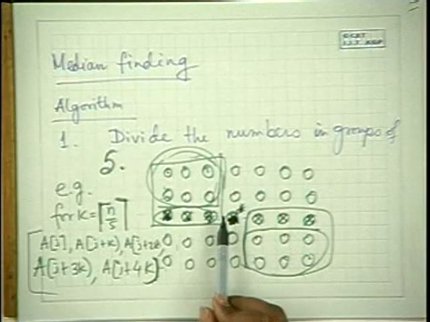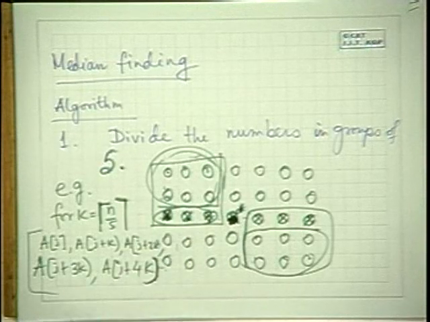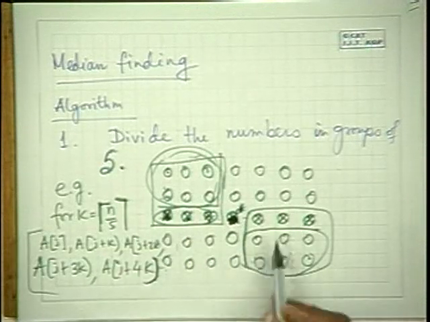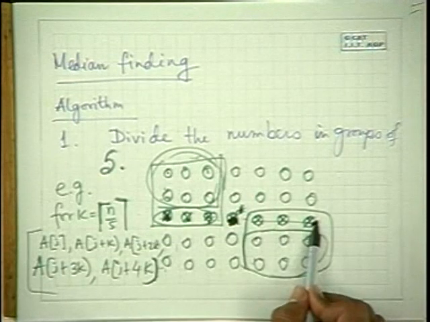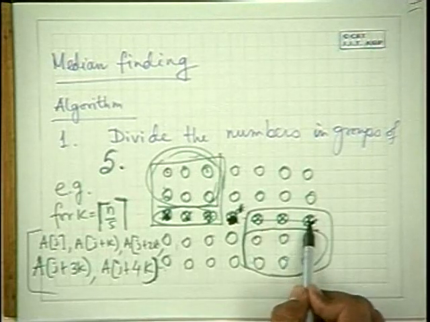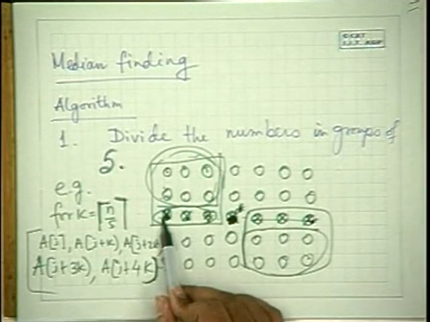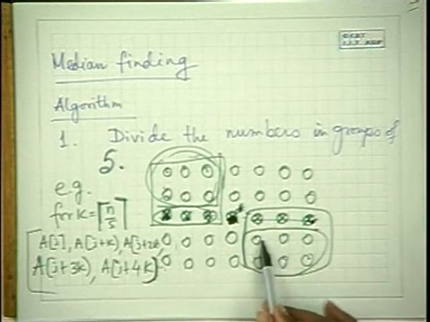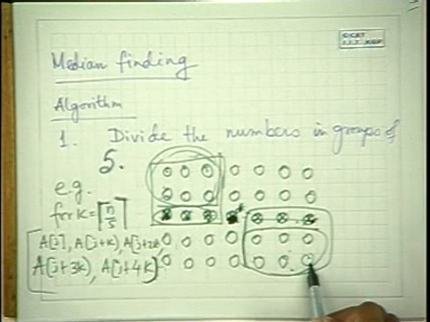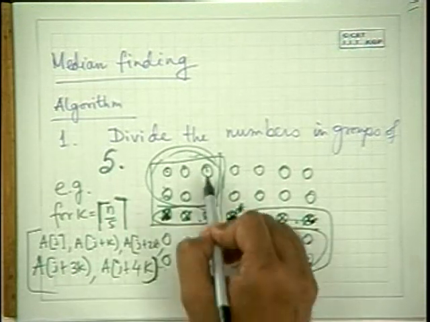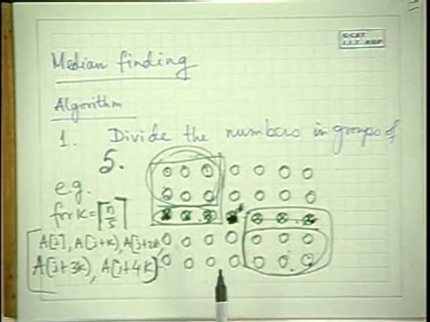So 3n over 10 elements are at least greater than this person, and 3n over 10 elements are at least less than this person. At least this many numbers are there. Because this is how much? n over 10. Because the total is n over 5. There are n over 5 elements in the medians, and roughly n over 10 elements are greater than this, n over 10 elements less than this. So n over 10, n over 10, n over 10, total 3n over 10. Similarly, n over 10, n over 10, n over 10, so there are 3n over 10.